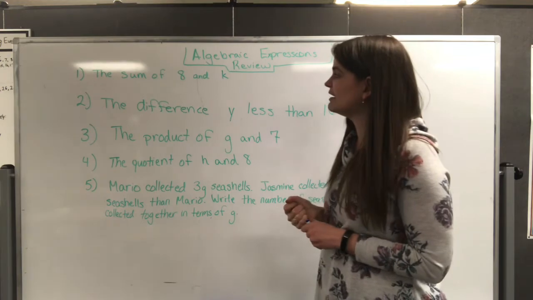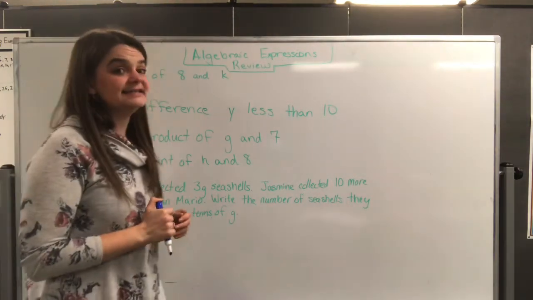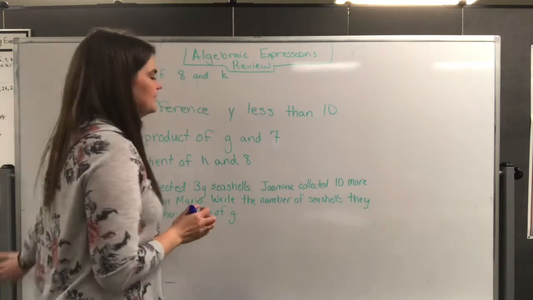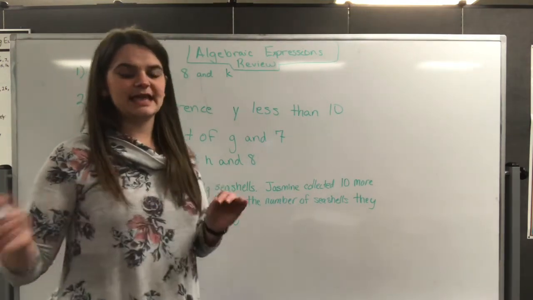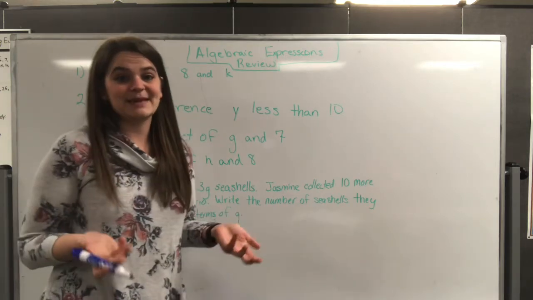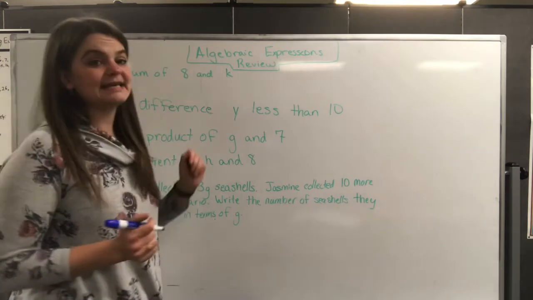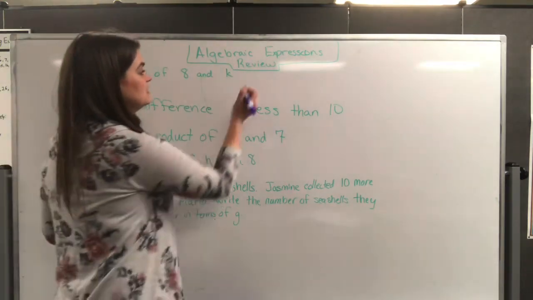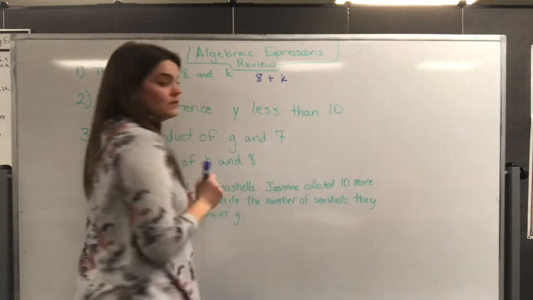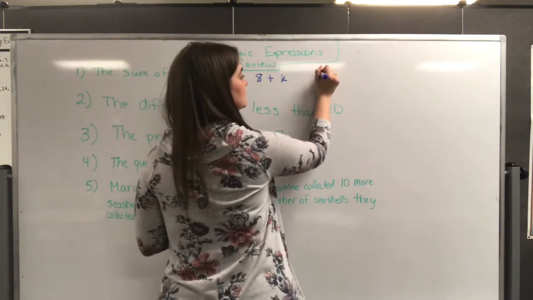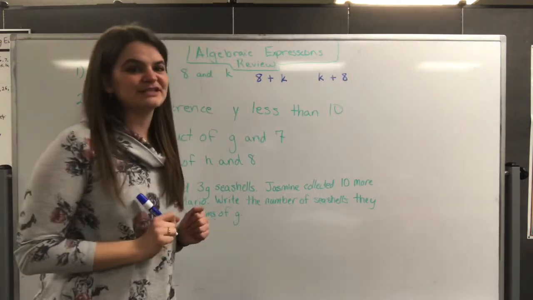So the sum of something, a sum is an answer to an addition problem. So we know we're going to add them. Does it matter which direction we add? Do we add 8 plus k or k plus 8, and does it make a difference? It doesn't, so you can write either. But the sum of 8 and k, written as an algebraic expression, looks like this: 8 plus k, or it could be k plus 8. Either one would be just fine.